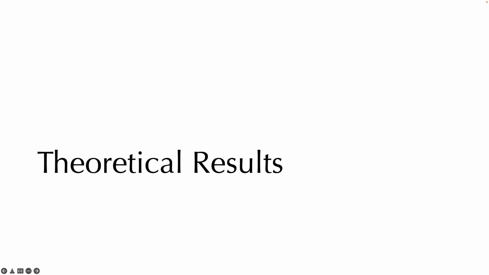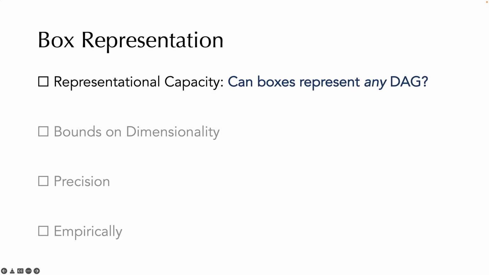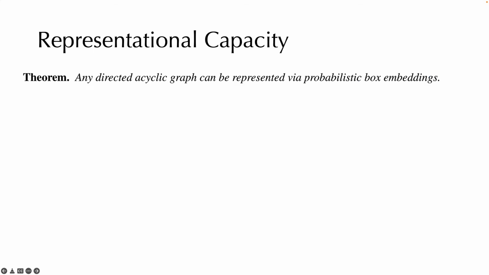We turn now to the theoretical results, starting with the question of whether boxes can represent any DAG. In this work, we prove the answer is yes, and we'll give a quick sketch of the proof here. Just as many fundamental results about vector representation rely on the concept of sphericity, the proof fundamentally relies on the analogous concept of boxicity mentioned earlier.